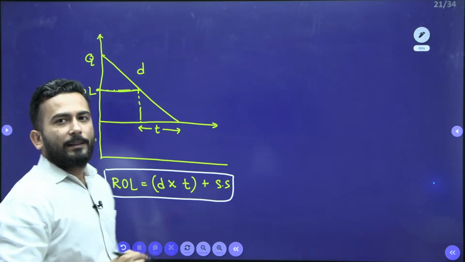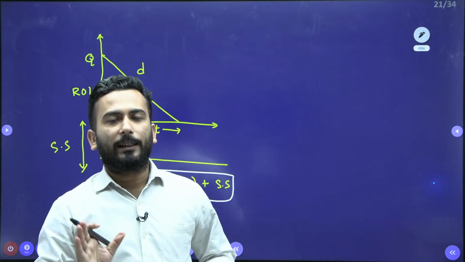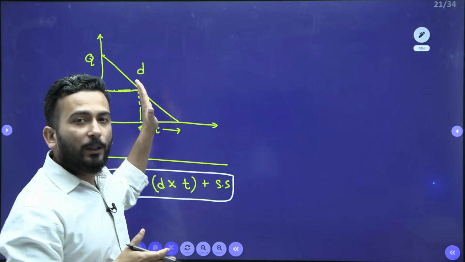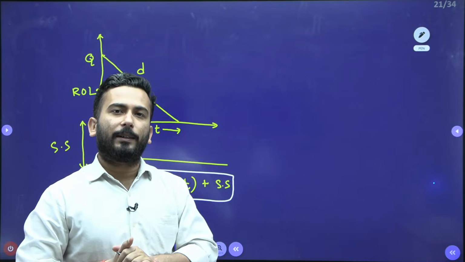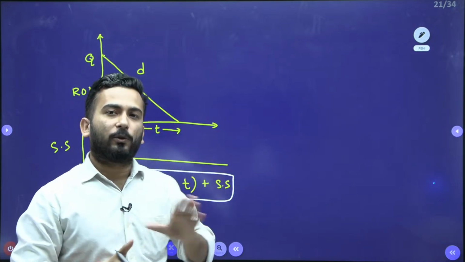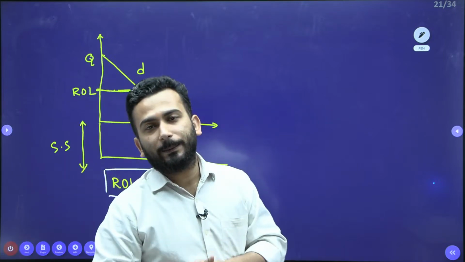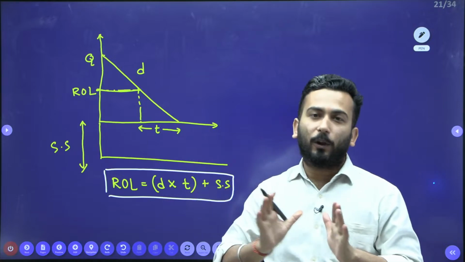Now, my dear friends, this was a case. Now listen very carefully. In this case, I have shown you that demand rate is constant, lead time is also constant, and then I found ROL. But this might not be the case. Yes or no? This might not be the case always.